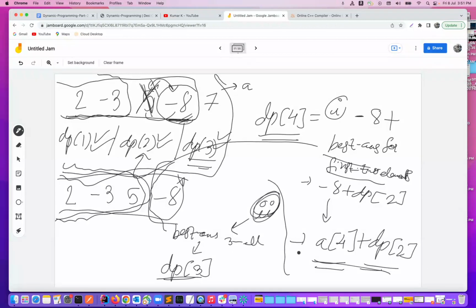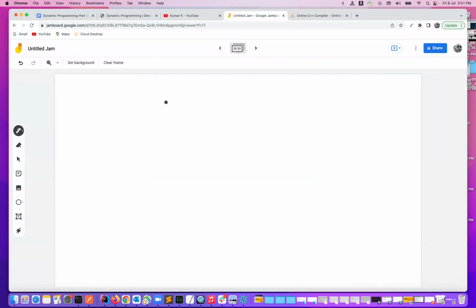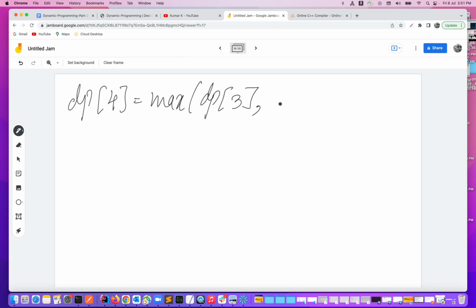So whichever of these two is bigger, we will choose that. So we will take the maximum of both these choices. Okay, we have two choices, guys. So what we will do is take the maximum of both these choices. So finally dp of 4 is what? It is the maximum of dp of 3 and a of 4 plus dp of 2. Just take the maximum of these two choices. We are taking the maximum because we want the maximum sum.